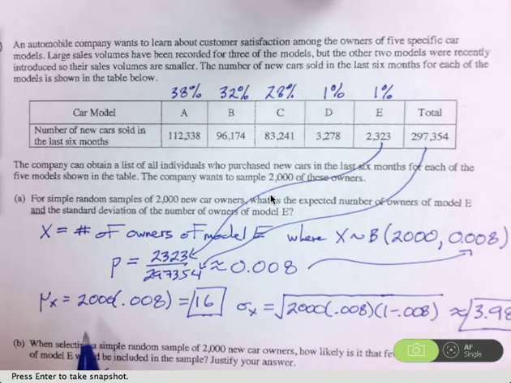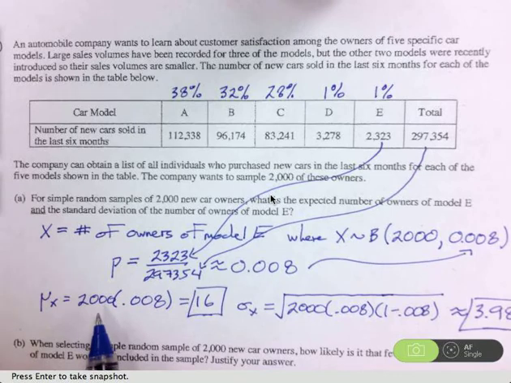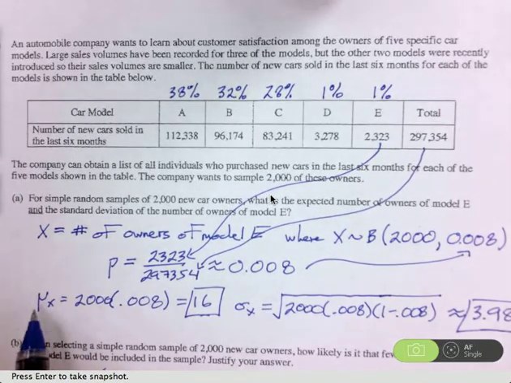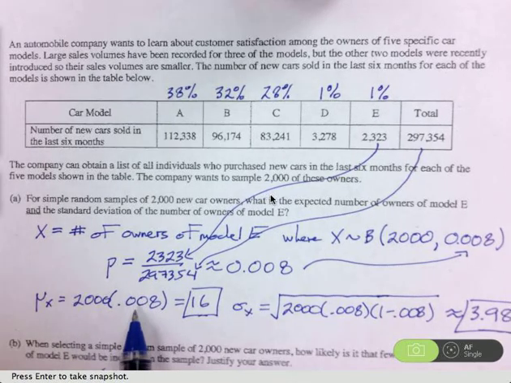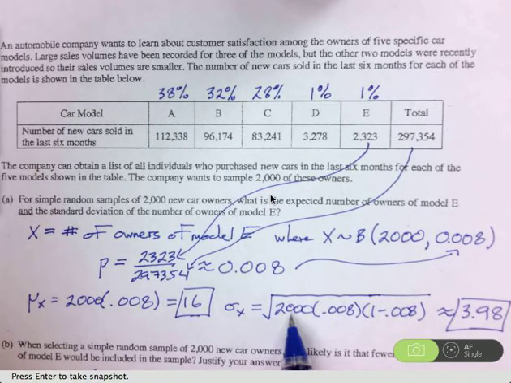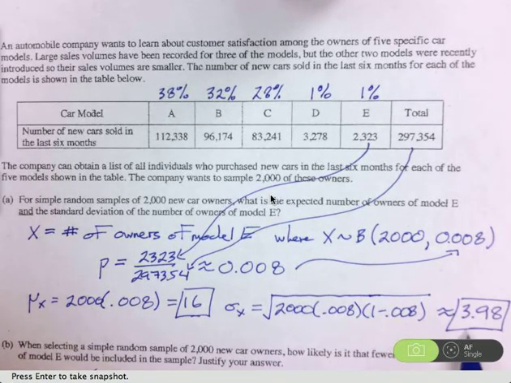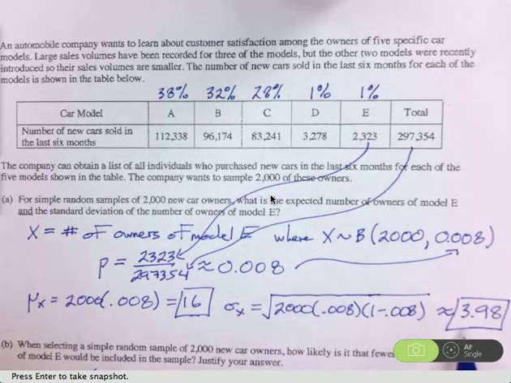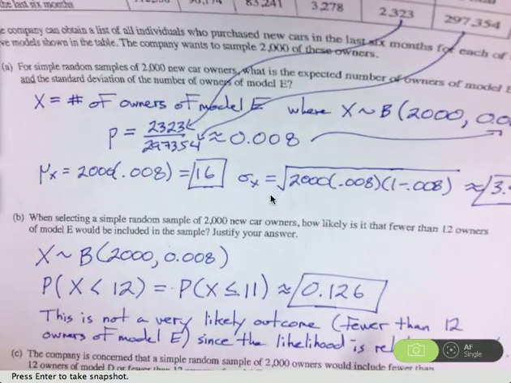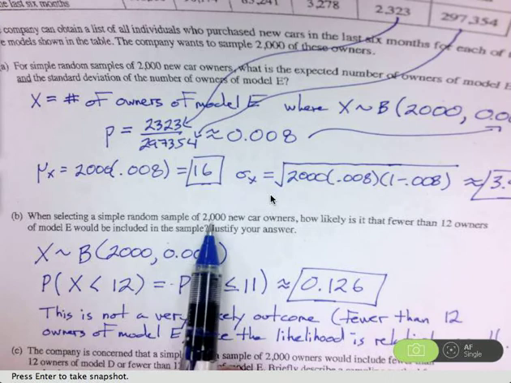That allows us then to use the formulas for the mean and for the standard deviation of a binomial random variable. The mean is n times p. You can get that right from your AP formula sheet. That's 16. The standard deviation then is the square root of n, that's 2,000, times p, that's 0.008, times 1 minus p. That's about 3.98.